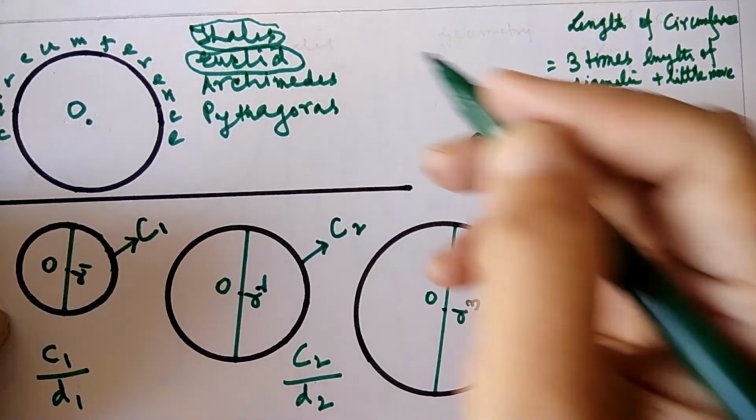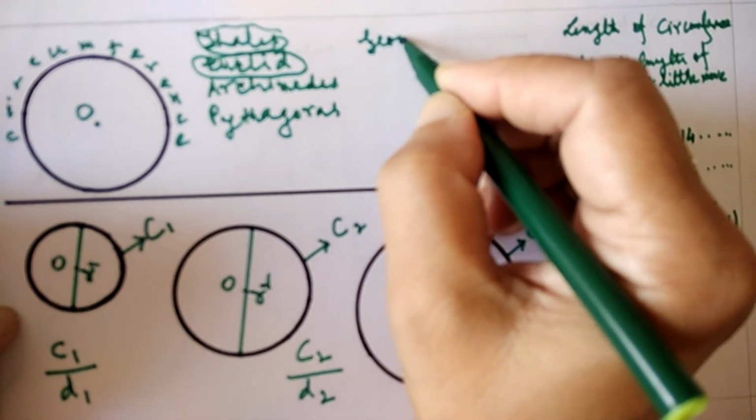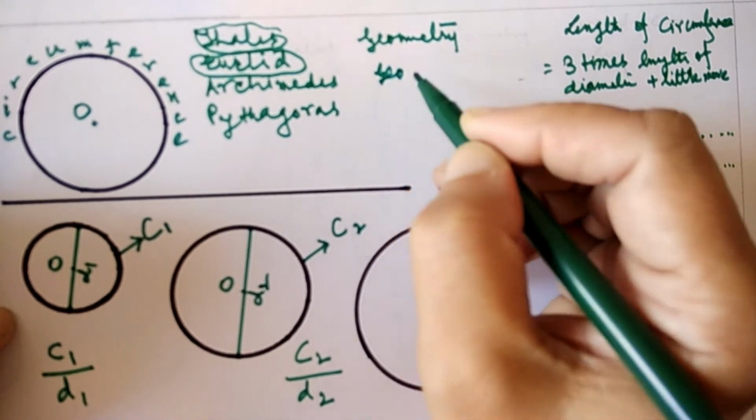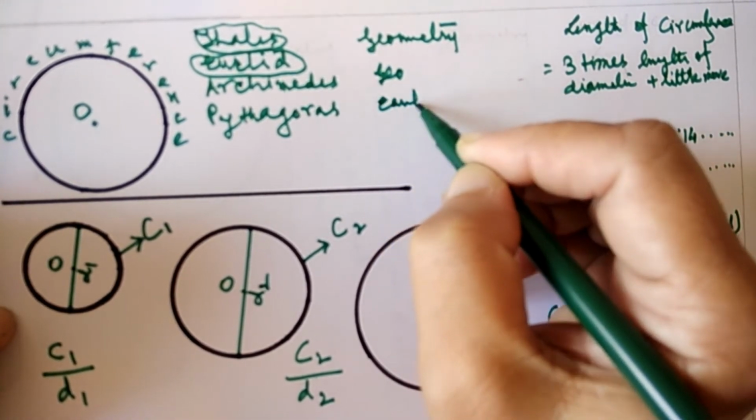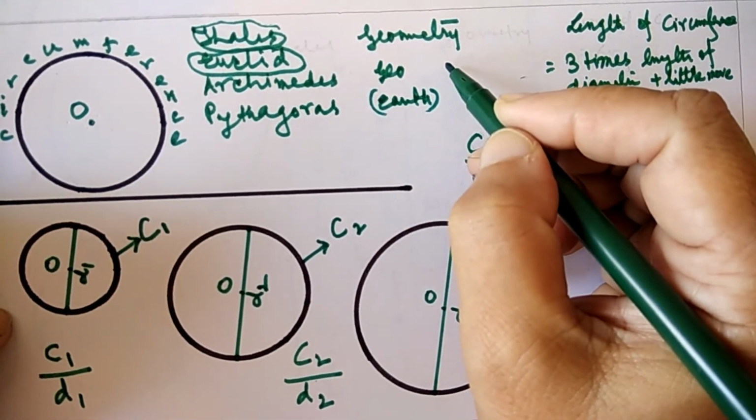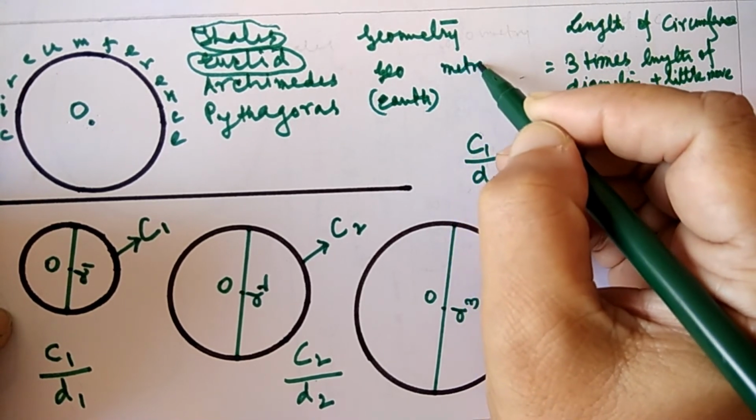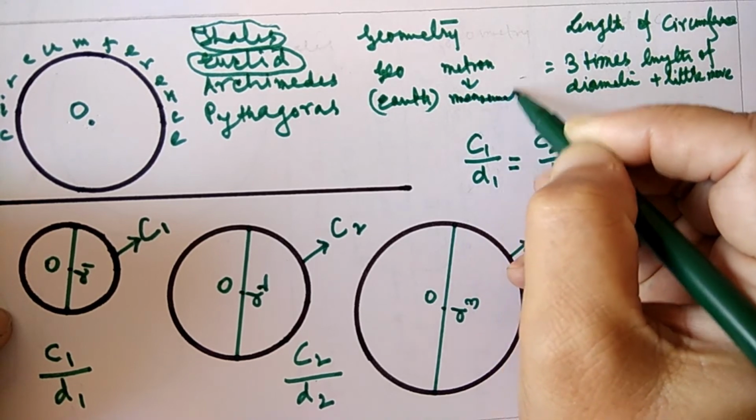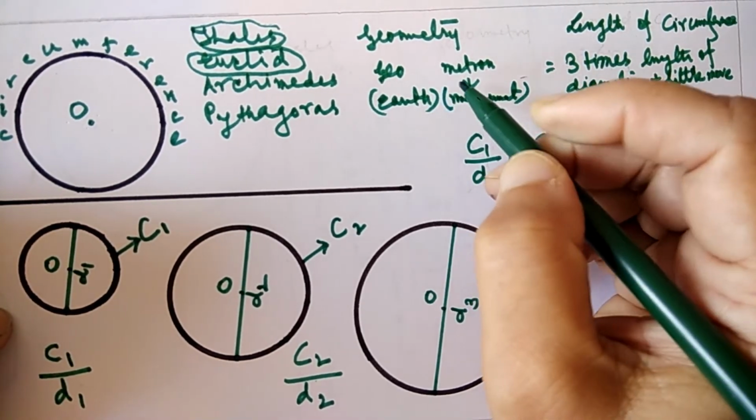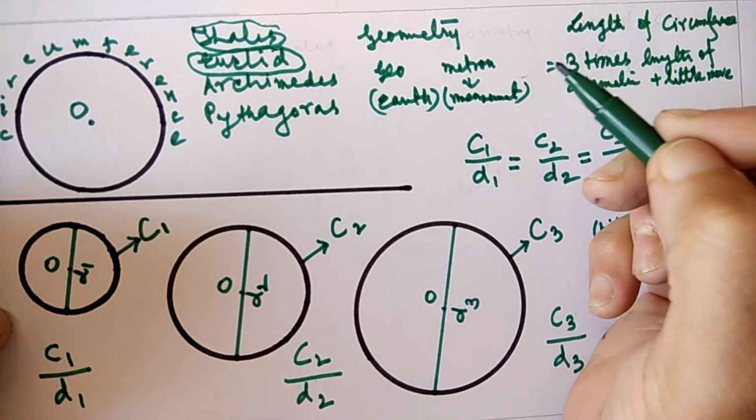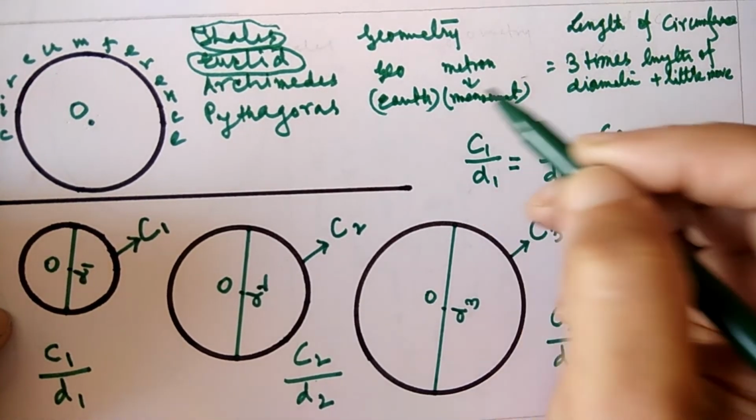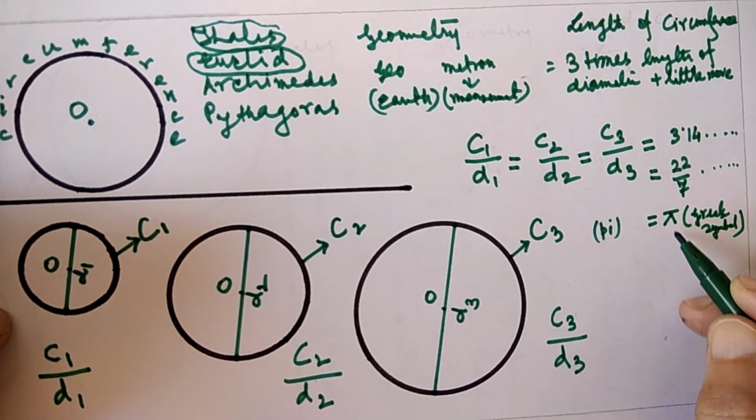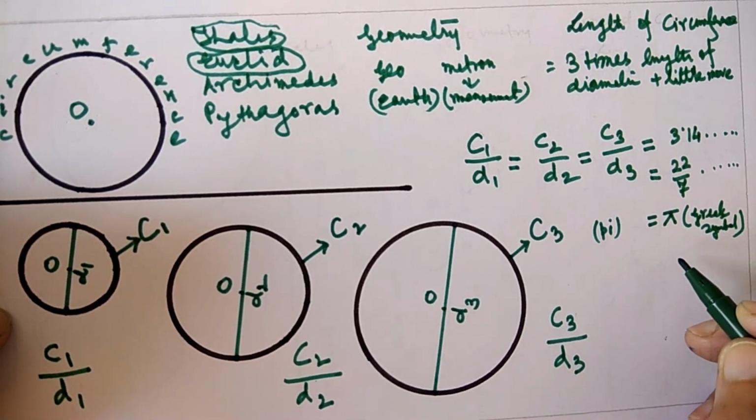You know, even the word geometry came from the Greek language. Geo means earth and metron in Greek means measurement. So from geo and metron, the word geometry came, meaning measurement of earth. So it is obvious that the symbol pi will come from the Greek language.